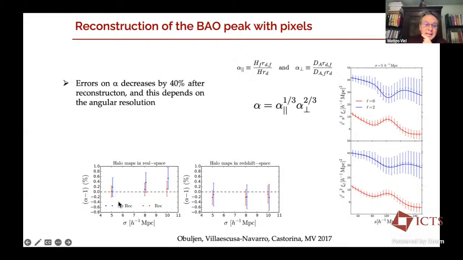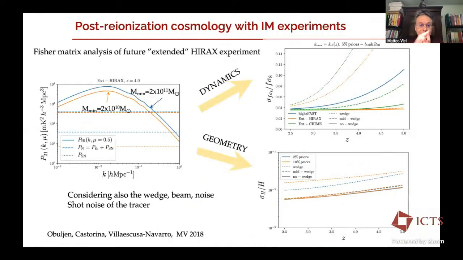And again, you see here that with the reconstruction, the recovery of, let's say, the correct position is better, okay, which is one, right? We are doing this on mock, so we recover, there is no bias, and the error bar is even a bit smaller. So this will bring us another 40% improvement on the position of the peak, which of course will propagate to the final constraints on alpha and the final constraints on cosmology.